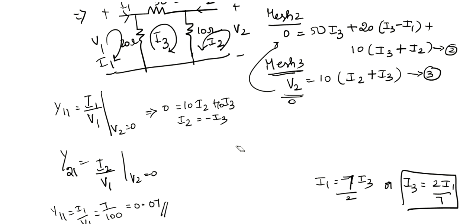Now we can start with the second concept, Y21. Your intention is to find Y21. For Y21 you require I2 by V1. So V1, as usual, you make V2 equal to 0. You make V2 equal to 0, you are getting I2 equal to minus I3. Then proceed, substitute these values, you are getting like this.